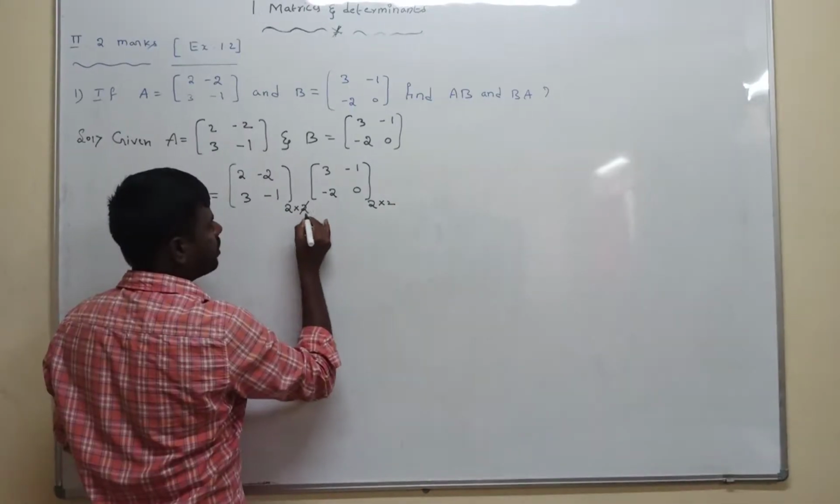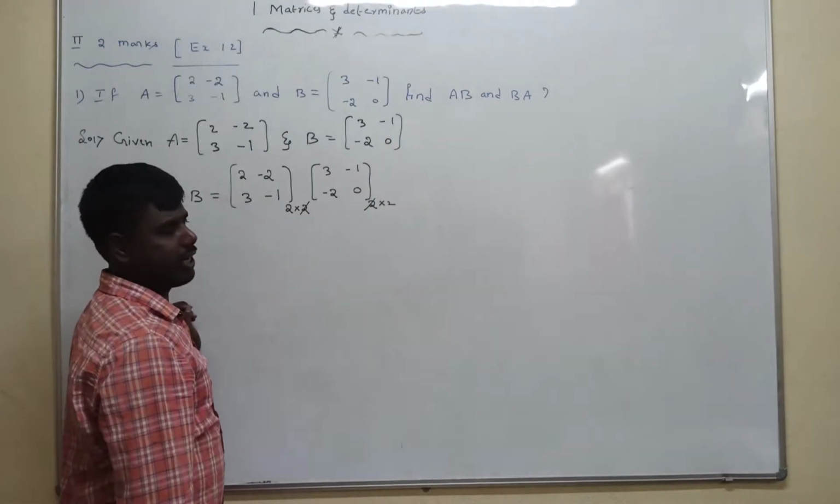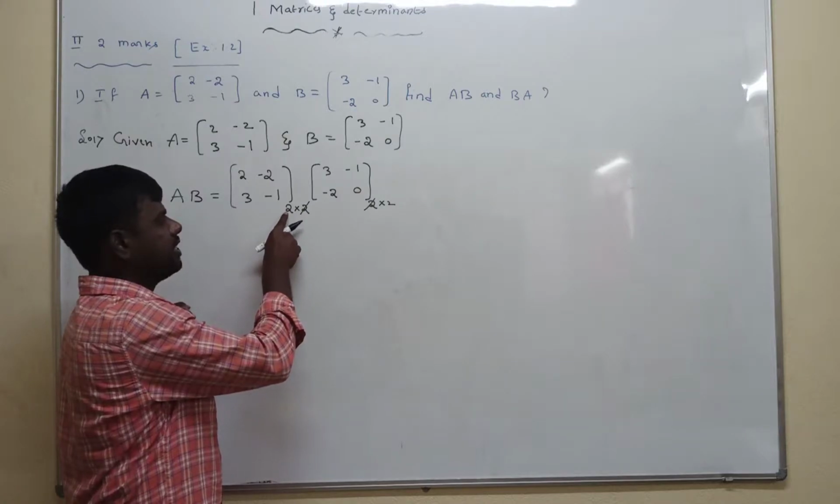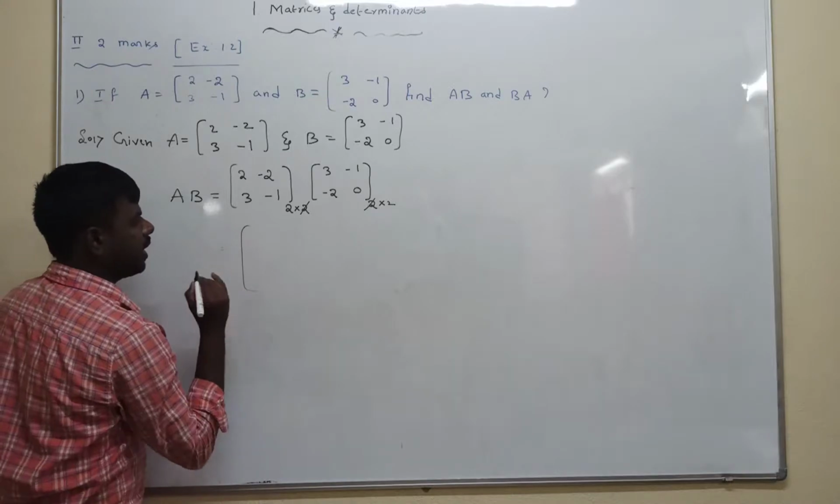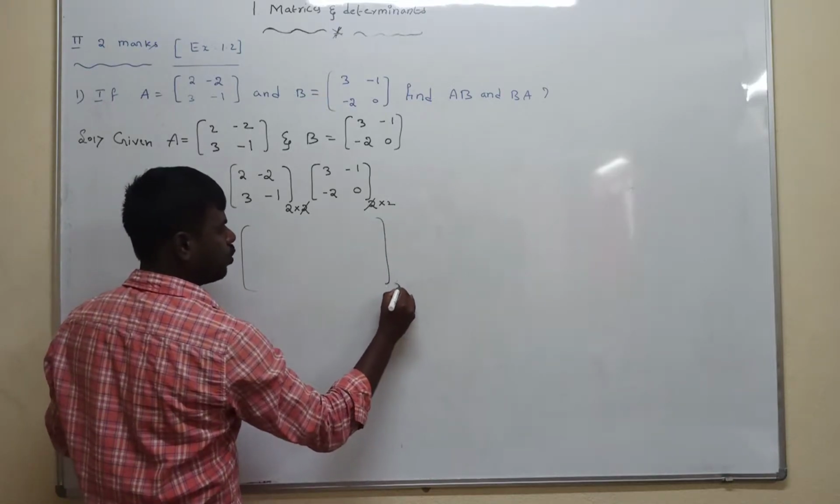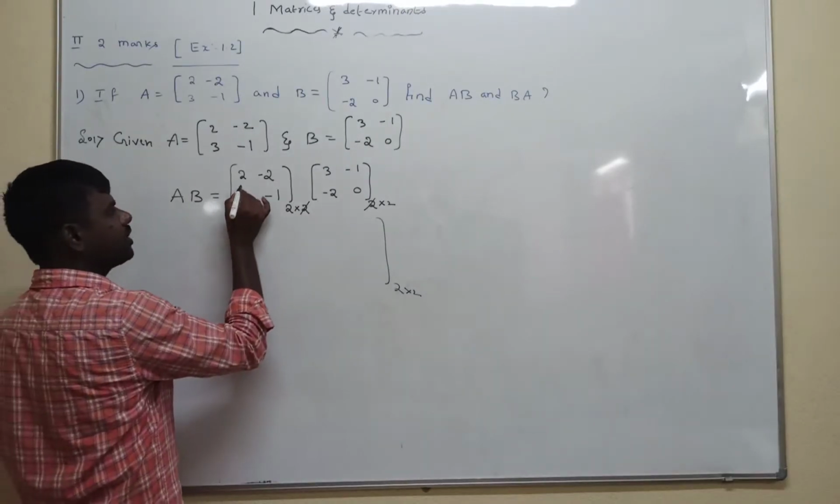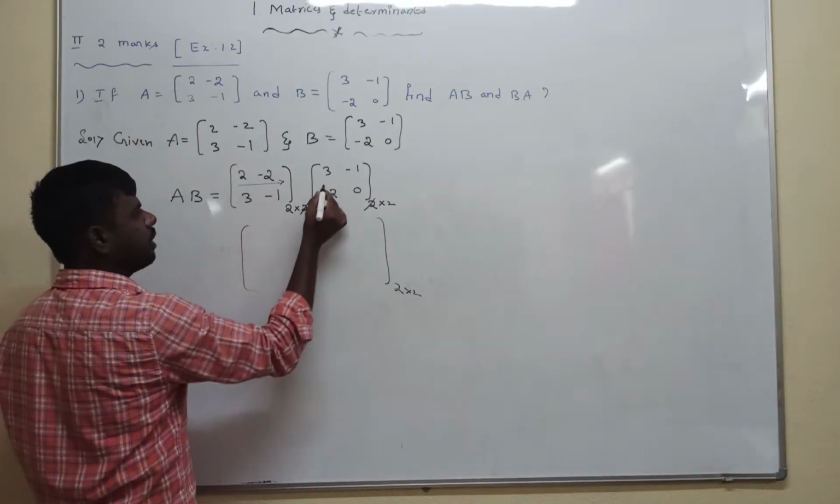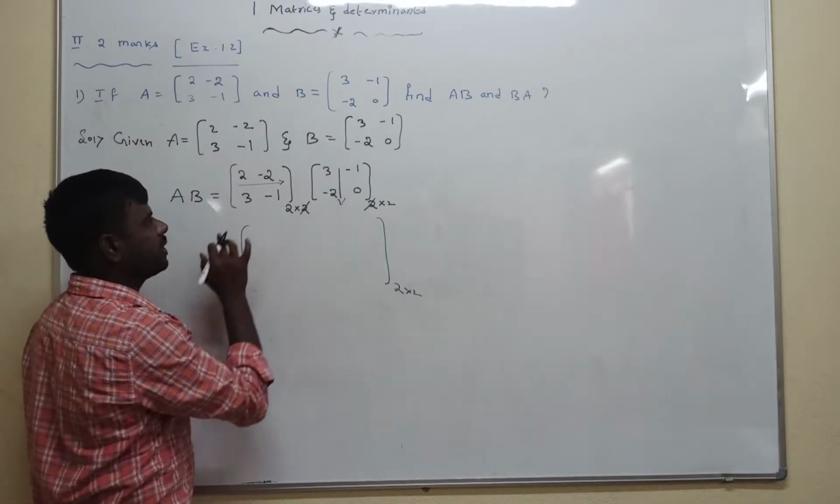So the number of columns is equal to the number of rows, both are equal. The product will exist. The resulting matrix AB is 2 by 2. Now the product of A matrix and B matrix. Take the first row from the first matrix, the first column from the second matrix. Now you should apply the multiplication method.